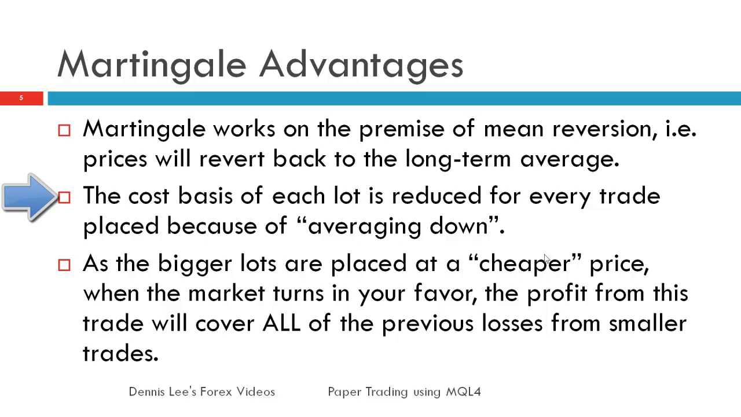Second, the cost basis of each lot is reduced for every trade placed because of averaging down. For example, if we bought the first lot at $1.20, then followed by the second lot at $1.10, the average cost or the cost basis of each lot is reduced to $1.15. Third, as the bigger lots are placed at a cheaper price, when the market turns in your favor, the profit from this trade will cover all of the previous losses from the smaller trades.